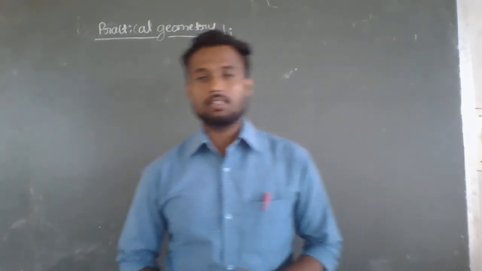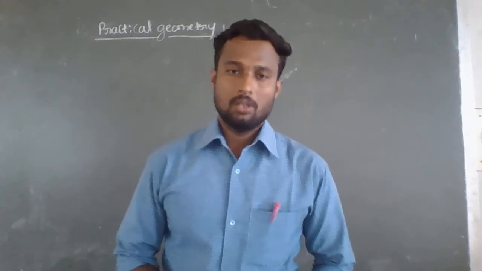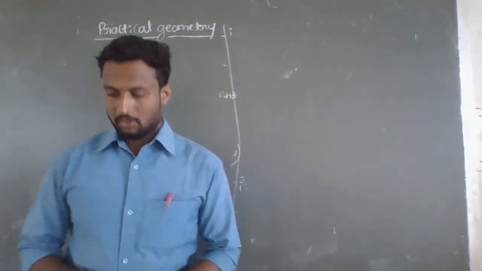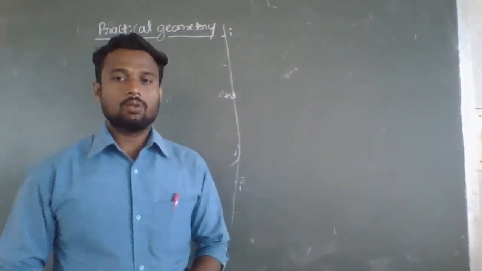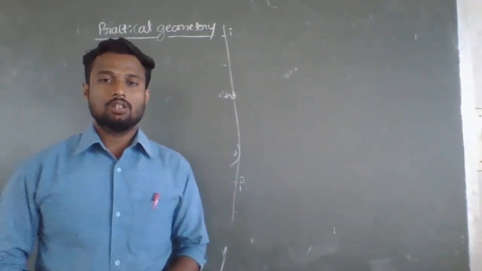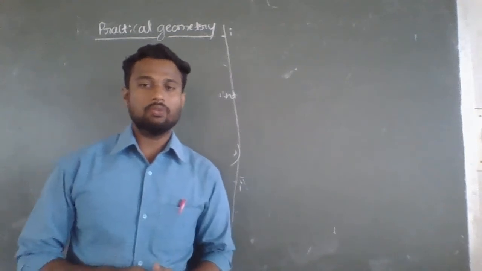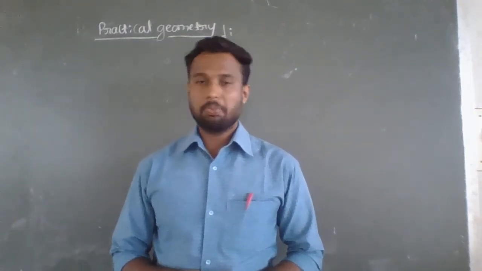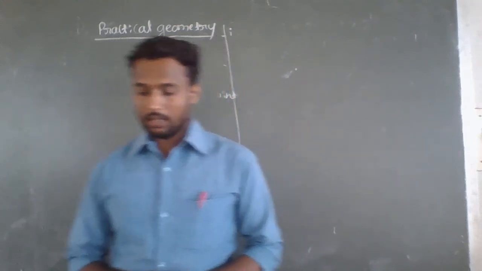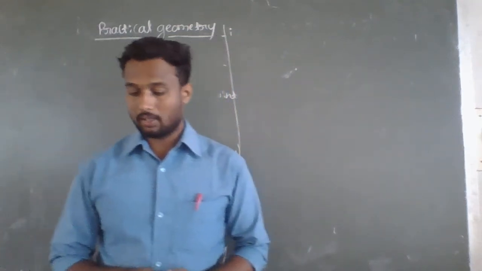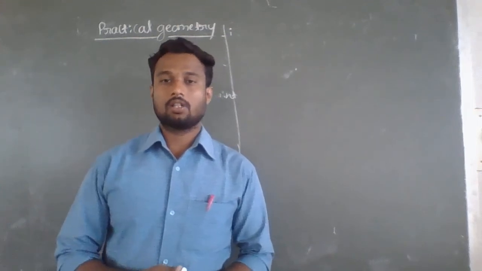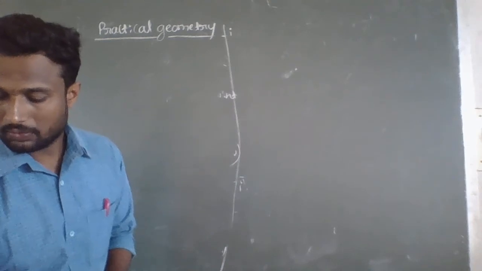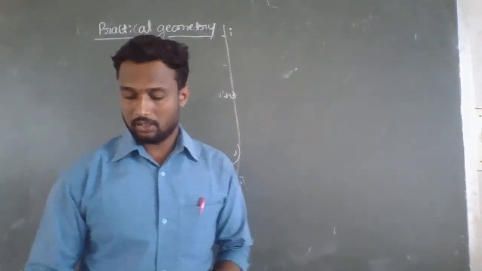In the previous class, I discussed how to create angles by using a compass. I already told that practical geometry means here we will construct different types of quadrilaterals. Today I will discuss examples on how to construct quadrilaterals. Here I will give examples with different conditions.